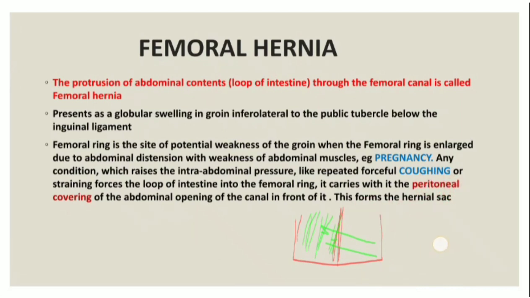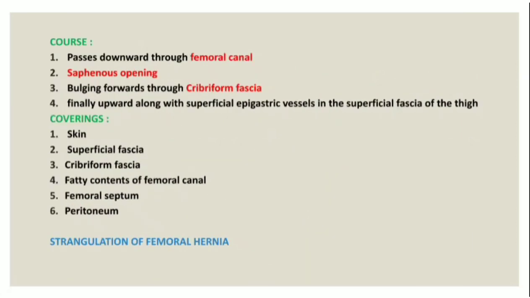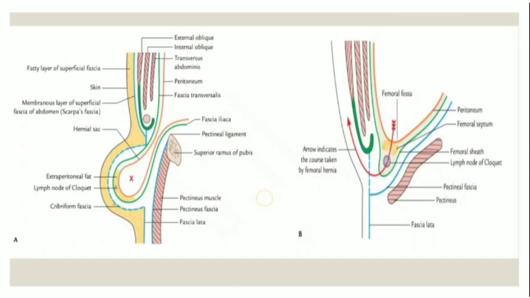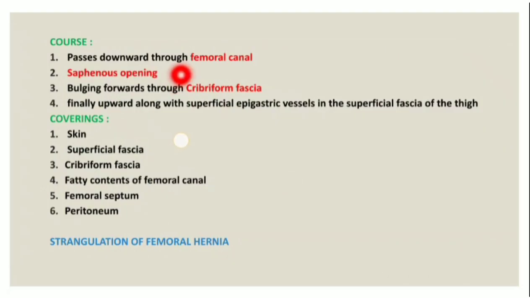Because the hernial sac will have some covering. So the peritoneal covering is also one of the coverings of this hernial sac. What will be the course, how it will come from the abdomen to the femoral canal, how it will protrude outside? How this is protruding outside is clearly visible: from the abdomen to the femoral canal. First it will pass downward to the femoral canal, then to the saphenous opening.